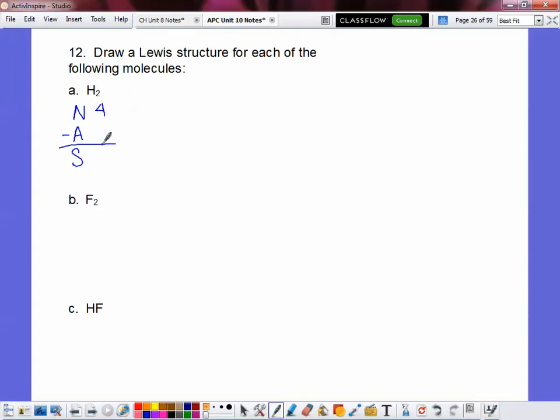Available is the total number of valence electrons. Hydrogen has 1 valence electron, and there's 2 hydrogens, so that's a total of 2 valence electrons. 4 minus 2 is 2. And if we take that and divide it by 2, we're told we're going to make 1 bond. Okay, so again, you probably already figured out that the molecule looks like this. Okay, we use that line to signify a bond. Okay, and so we're done.